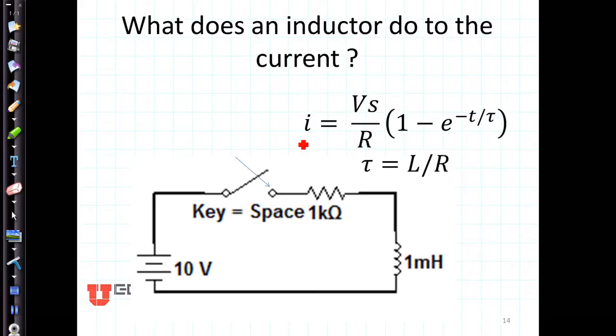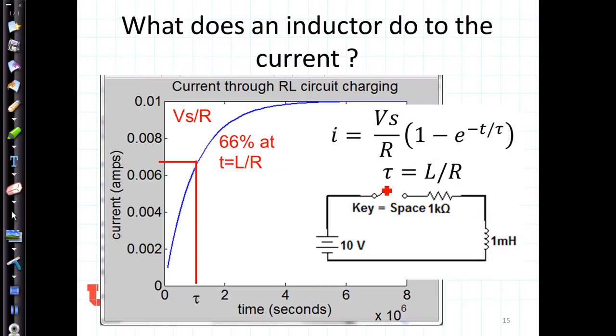So what does an inductor do in a circuit? Here basically is the equation for the voltage, considering the time constant. This is a picture of the current for this particular example, where we have a 1K resistor and a 1 millihenry inductor. The current rises, reaching 66% of its value at time tau.